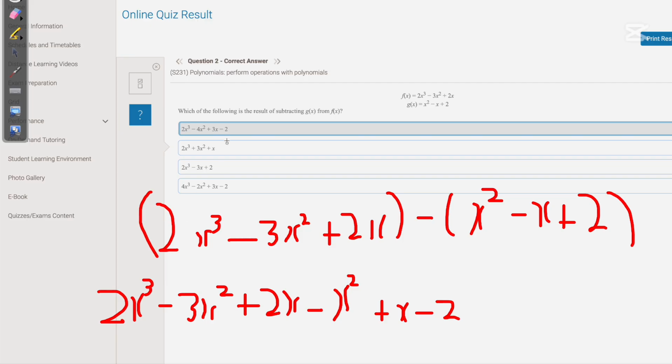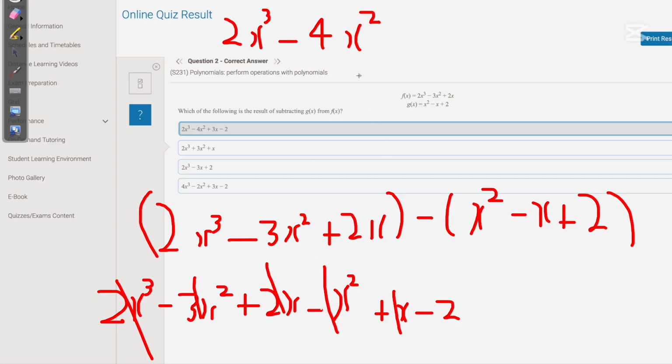So 2x cubed stays as it is since there are no like terms. Negative 3x squared minus x squared will give us negative 4x squared. 2x plus x is 3x. What's left is minus 2. So 2x cubed minus 4x squared plus 3x minus 2 is the final answer.